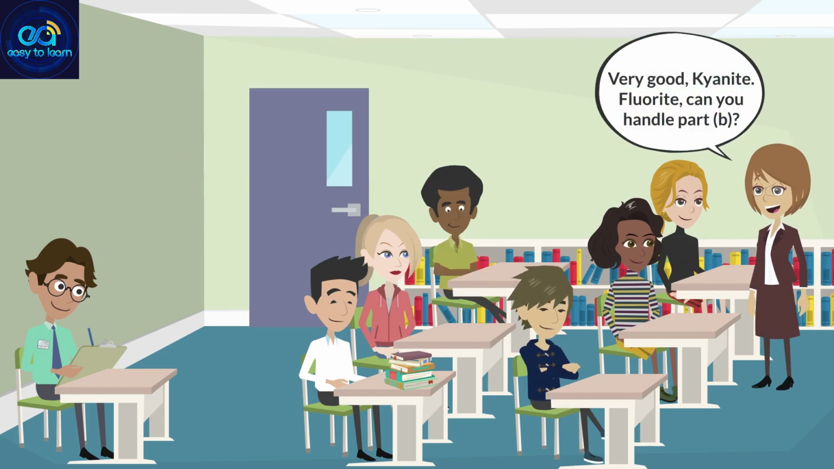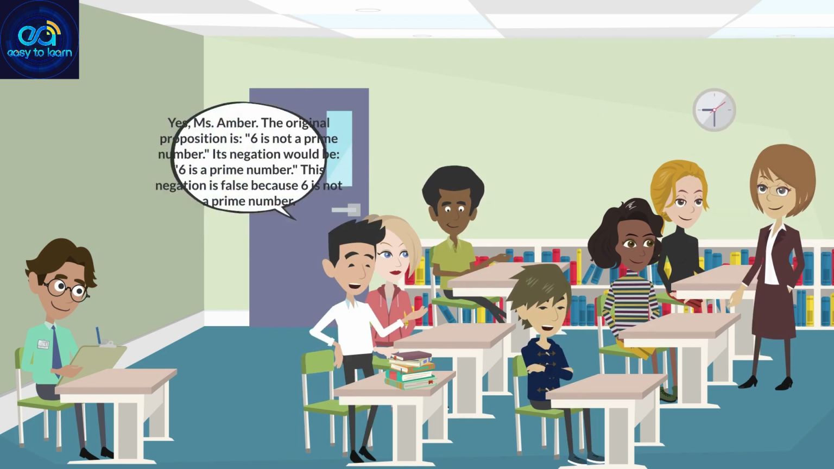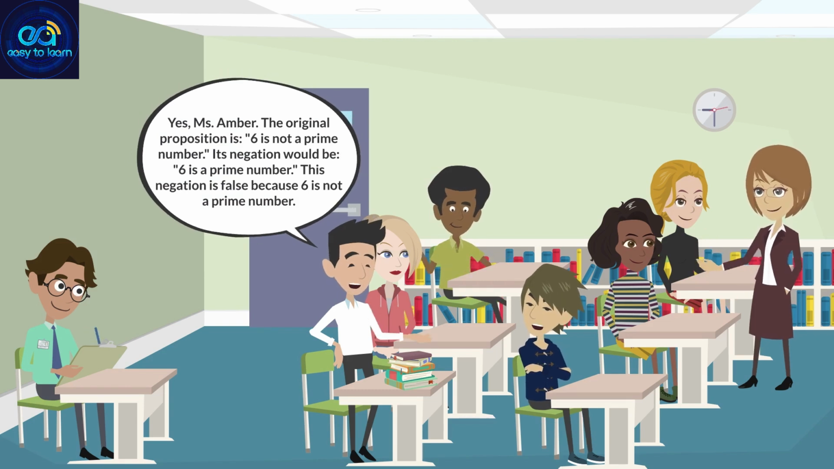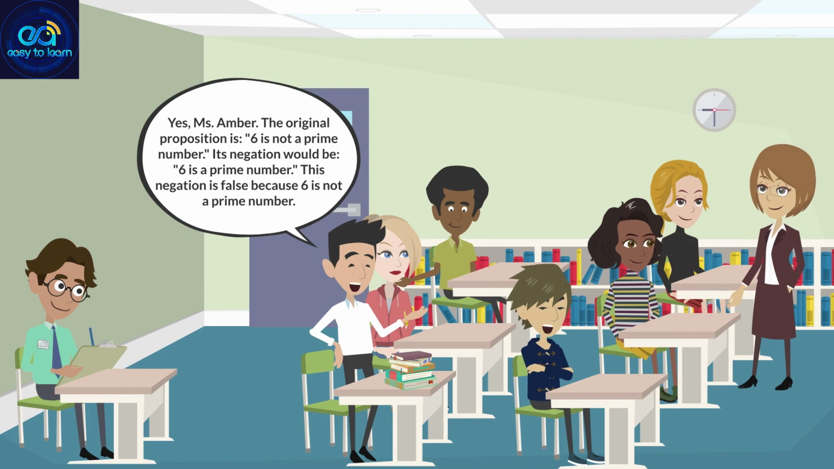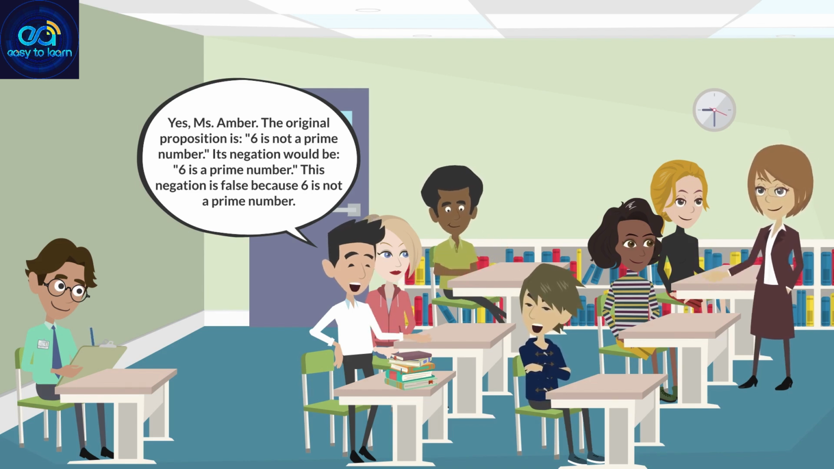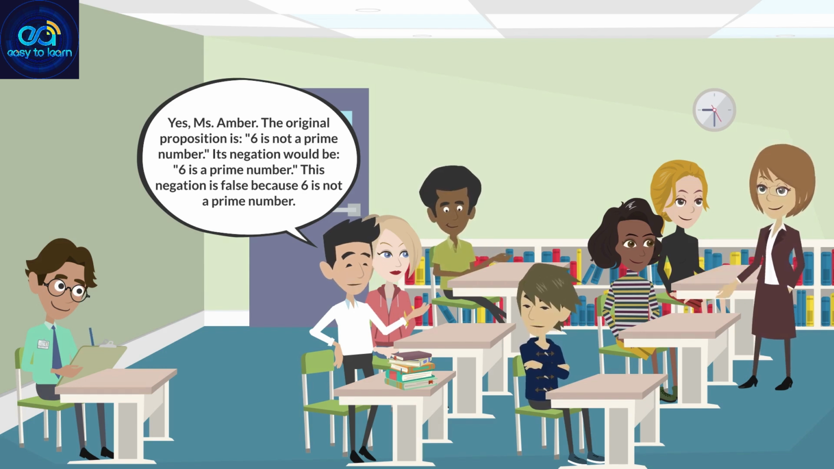Very good, Kianai. Floret, can you handle part B? Yes, Miss Amber. The original proposition is 6 is not a prime number. Its negation would be 6 is a prime number. This negation is false because 6 is not a prime number.